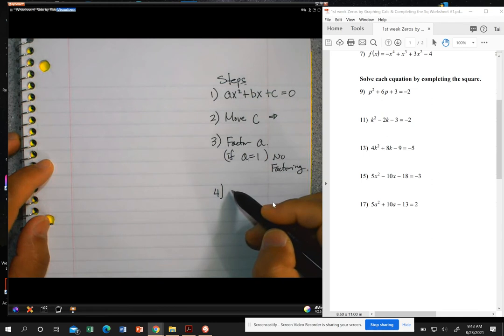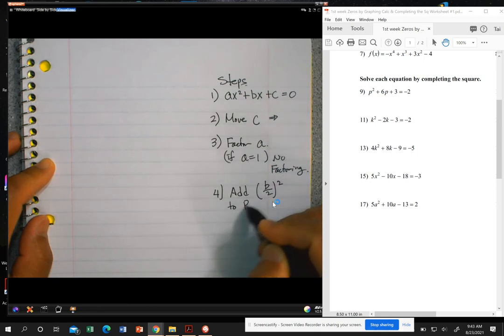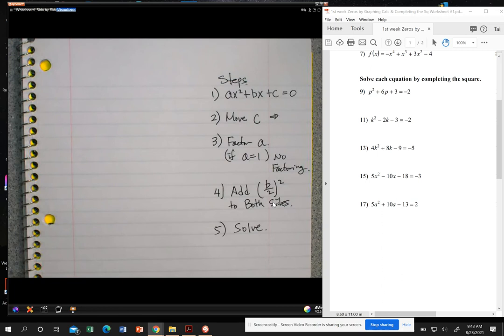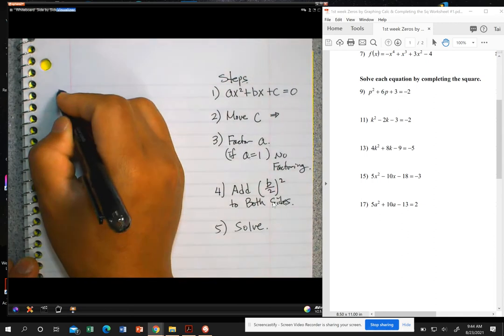And then you add b over 2 squared to both sides. And then number 5, we're going to solve. So these are the steps that you need to take. I'll show you what I mean by that. We'll do number 9 together.